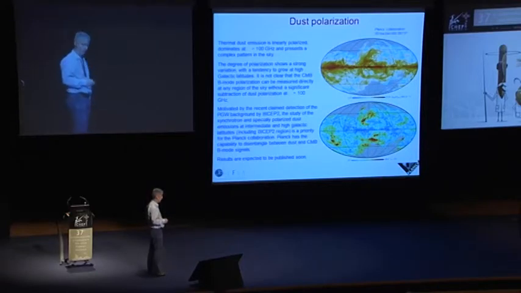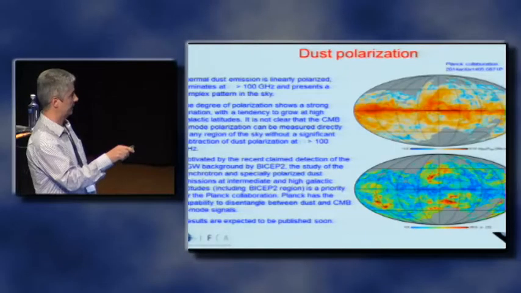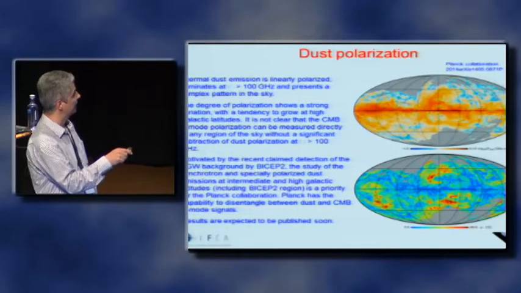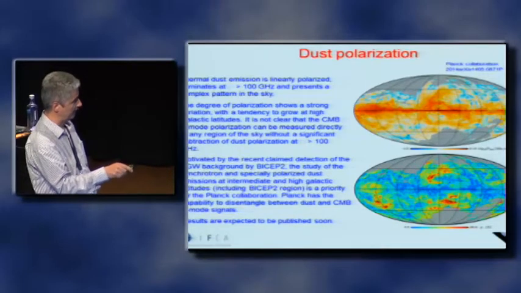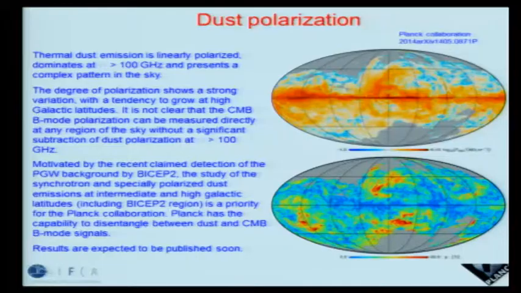This is the paper published a month ago, or a bit more, in which thermal dust emission, which is linearly polarized and dominates above 100 GHz, presents this complex pattern here. We didn't cover the whole sky because the signal is weaker here, and also you have the CIB. This is for 353 GHz.